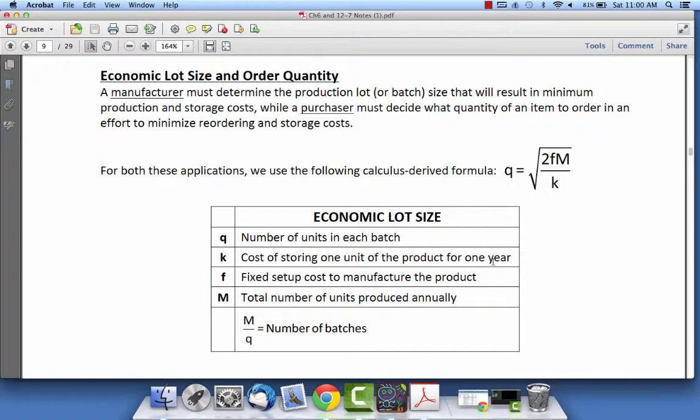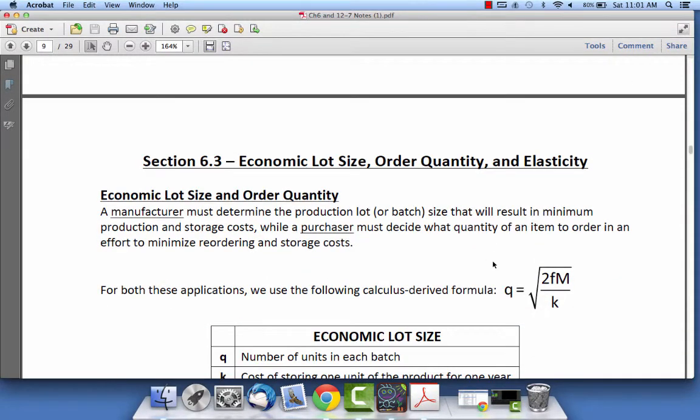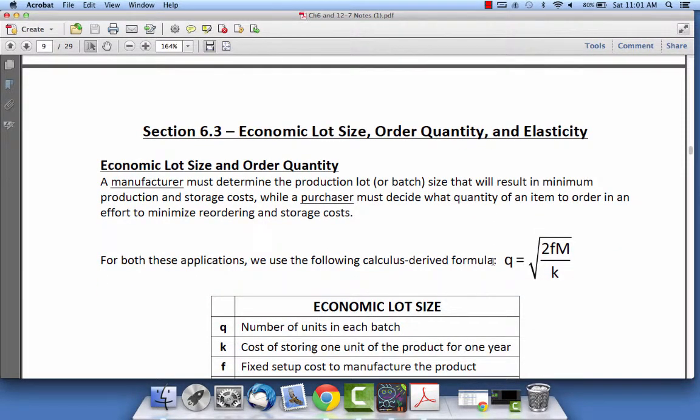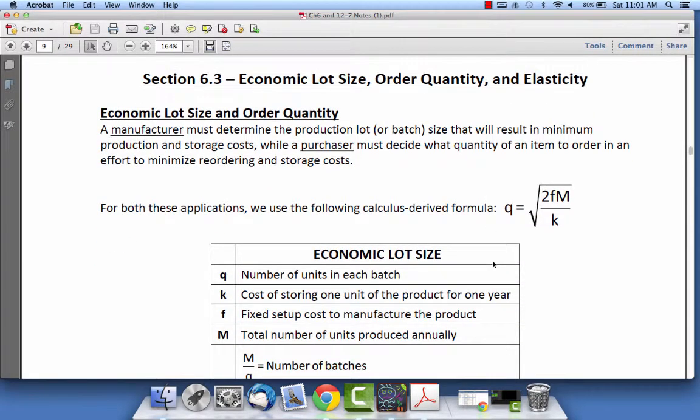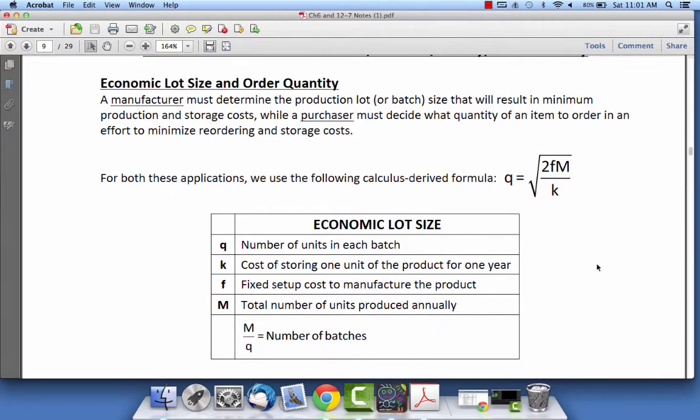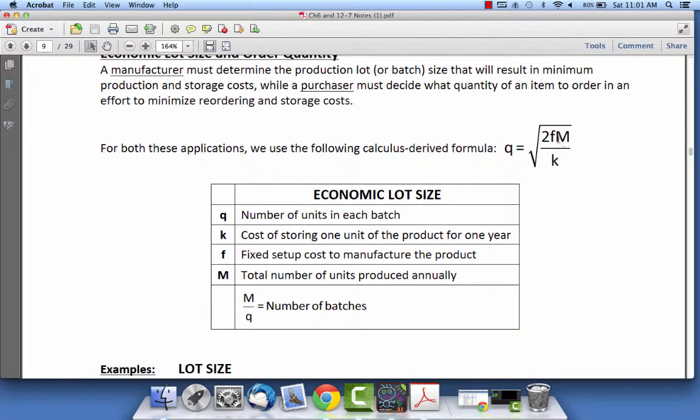Okay, I'm going to post these in numerical order. So the first one is the 6.3 economic lot size, order quantity, and elasticity. This formula comes from calculus, but we're not going to talk about the calculus that leads to it, so you're just going to use it. And the main thing is to remember what all these letters stand for.